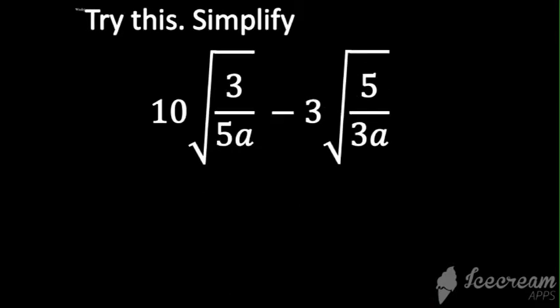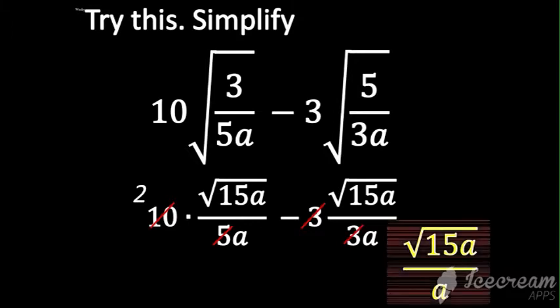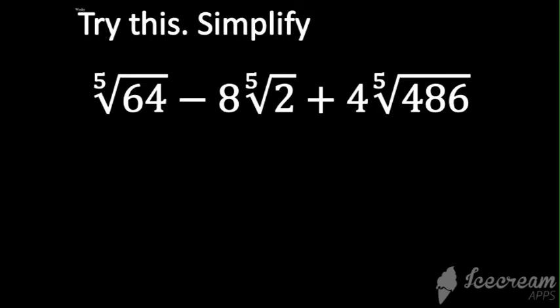Ten times the square root of 3 over 5a minus 3 times the square root of 5 over 3a. The answer is square root of 15a over a. Fifth root of 64 minus 8 times the fifth root of 2 plus 4 times the fifth root of 486. The answer is 6 times the fifth root of 2.